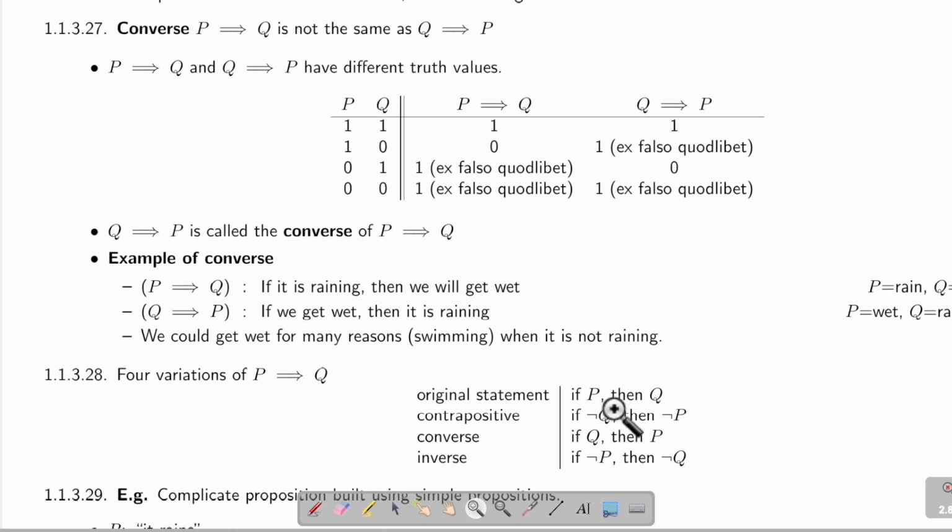I give you a statement. If n is an even number, then n squared is divisible by 4. Write down its contrapositive. What's that? If n squared cannot be divided by 4, then n is not even.